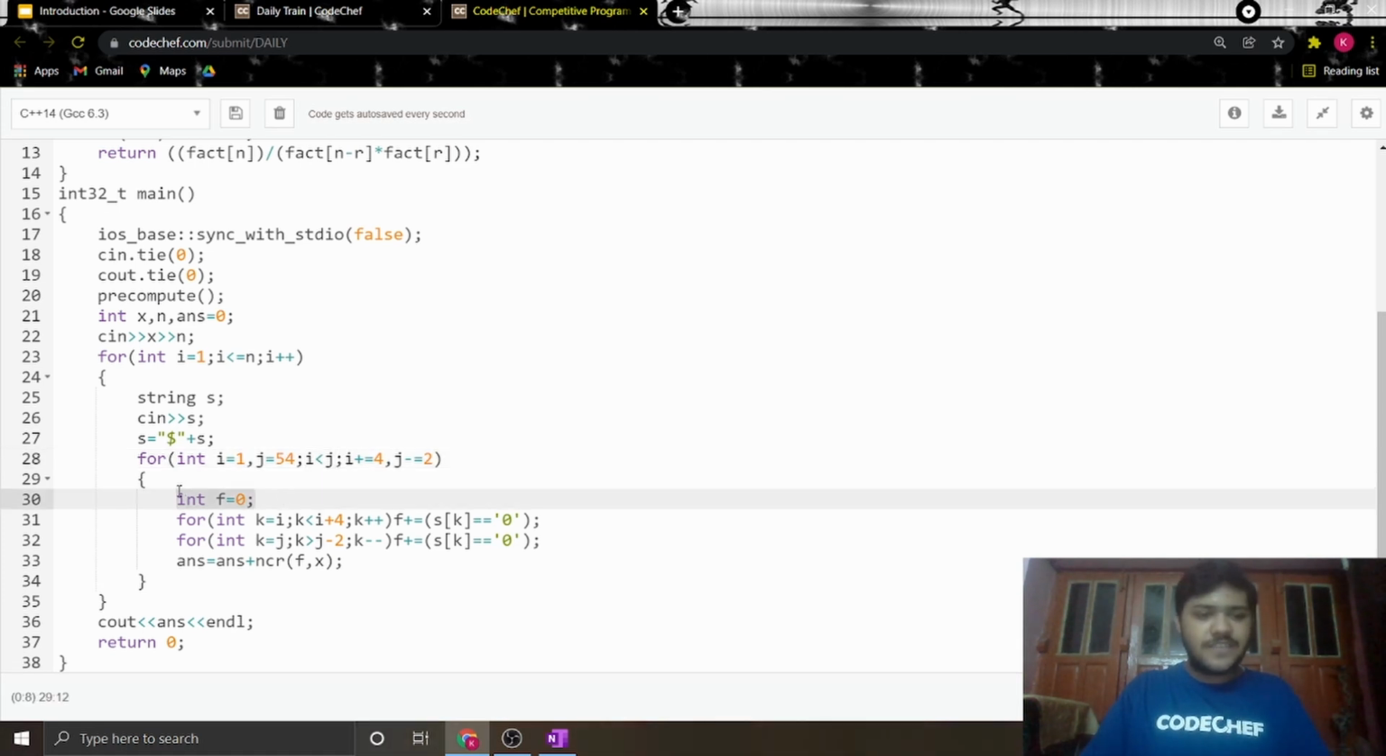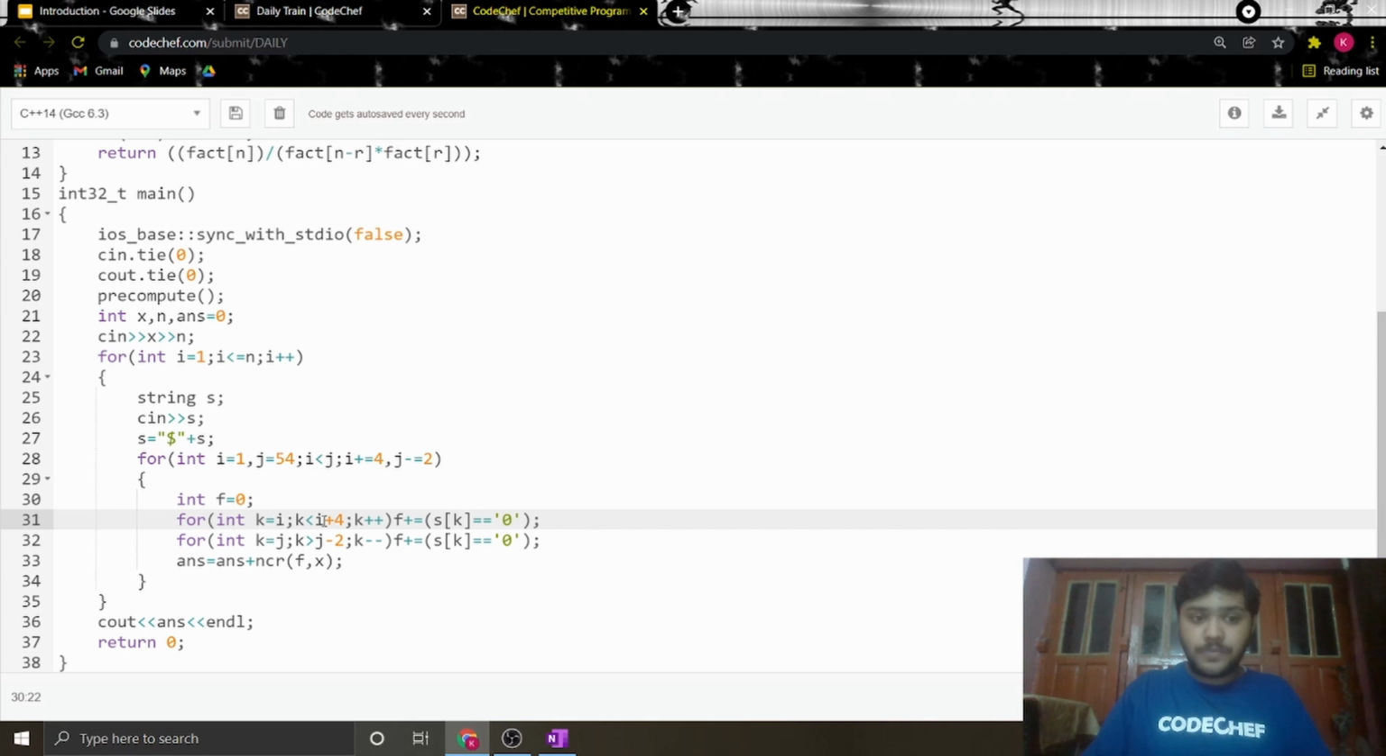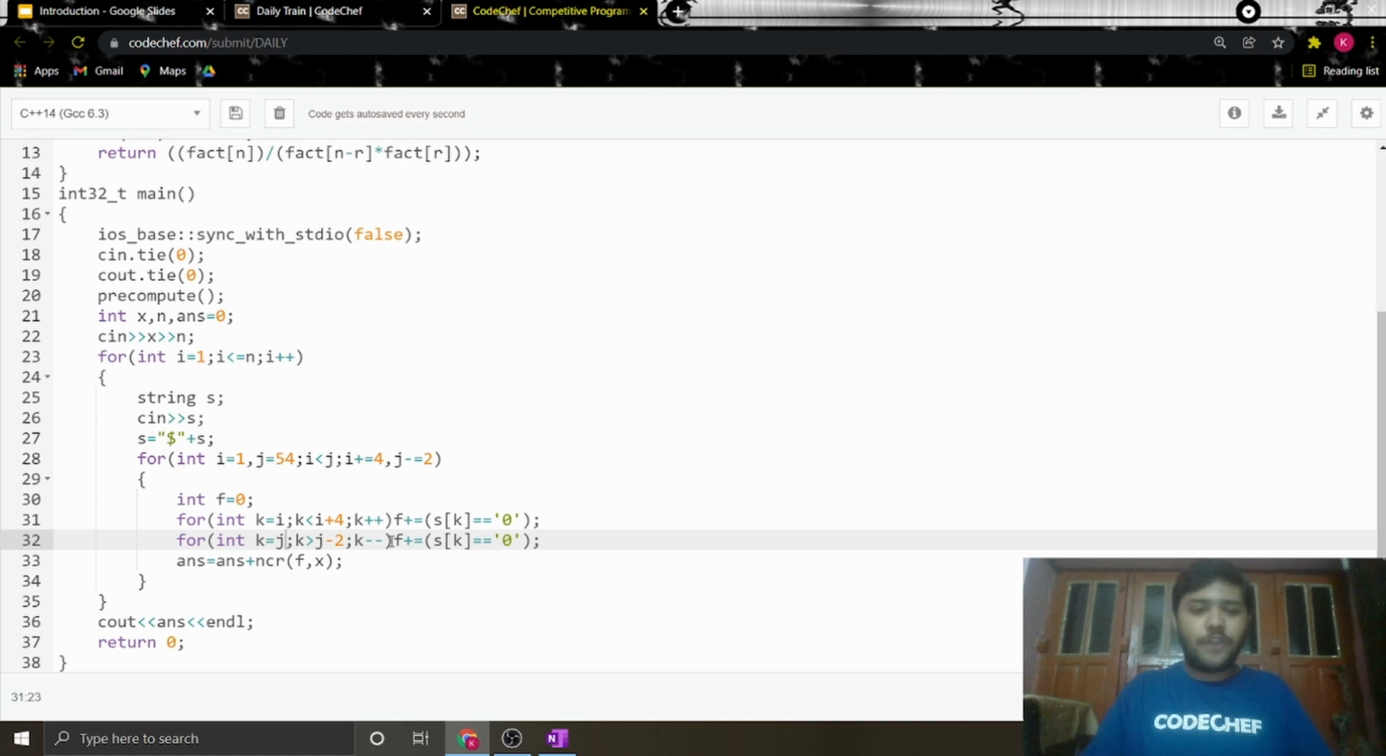I initialize f equal to 0, which denotes the number of free seats in the compartment. I iterate over the seats from i to i plus 3, or i to less than i plus 4. And if the current character of the string is 0, then this particular seat is free. And I iterate from j to j minus 1, or greater than j minus 2. And if the current character of the string is 0, then this particular seat is free. So I get the counter of the number of free seats.